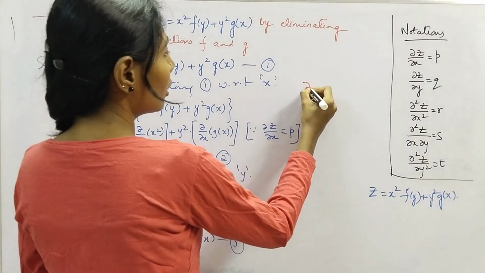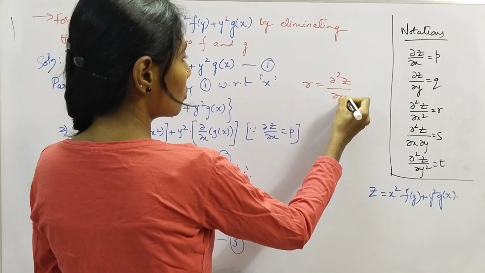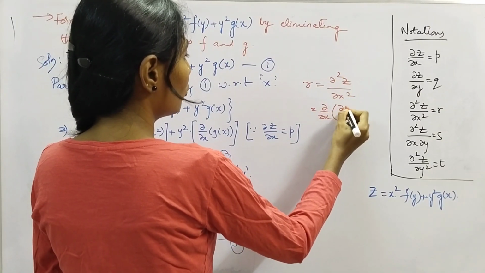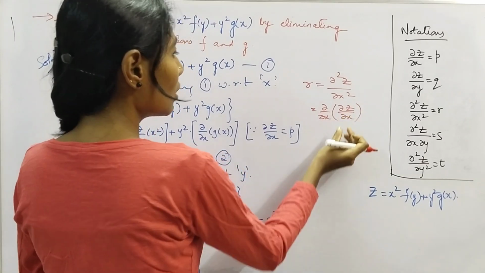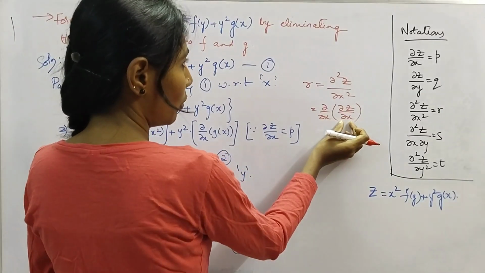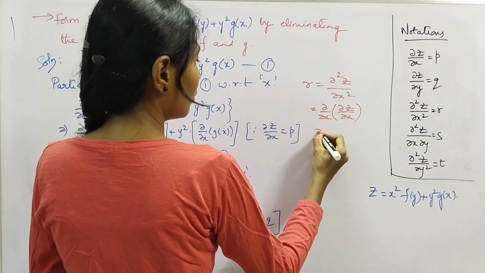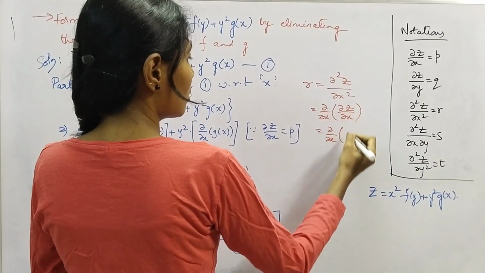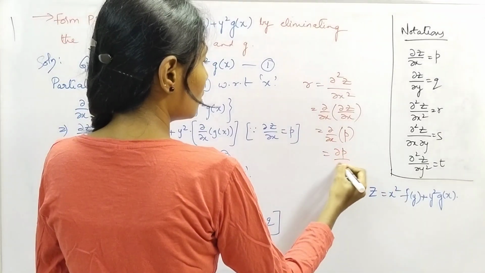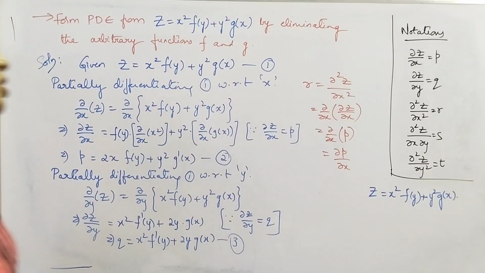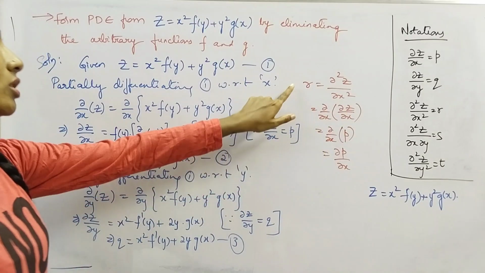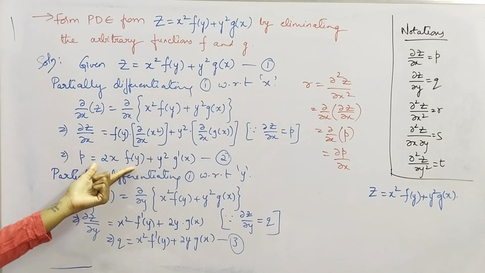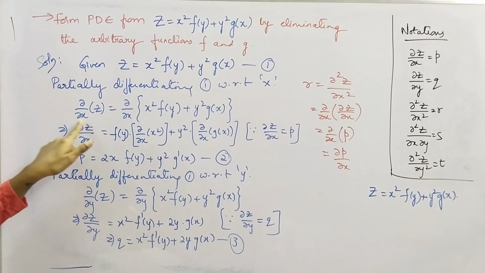We know that r is nothing but dou square z by dou x square, right? You can write this as dou by dou x of dou z by dou x, right? Partial derivative of dou z by dou x, which is p, gives r, right? Since this is nothing but p, partially differentiating equation involving p with respect to x gives equation involving r. So this is the equation involving p. Here p is nothing but dou z by dou x. Okay, fine. Now let's find the equation involving r.